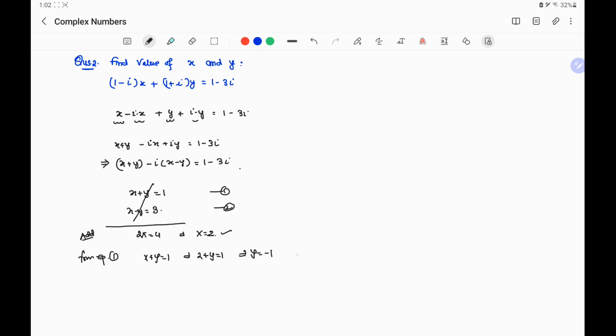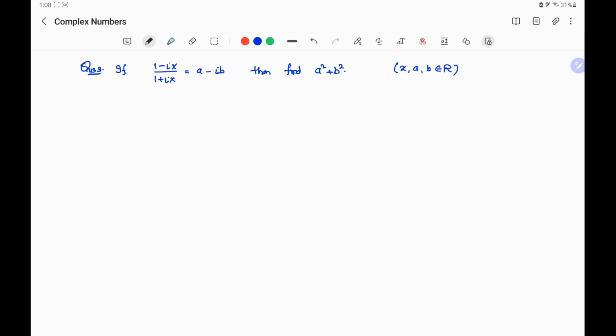Third question is, if (1 minus ix) by (1 plus ix) equal to a minus ib, then find the value of a square plus b square, where x, a and b belong to the set of real numbers. To solve this question, we have to separate the left hand side into real and imaginary parts, so that on comparing we can find the value of a and b. To do this, we multiply its denominator and numerator by the conjugate of the denominator, and the denominator is 1 plus ix, so its conjugate will be 1 minus ix, by replacing i with minus i.